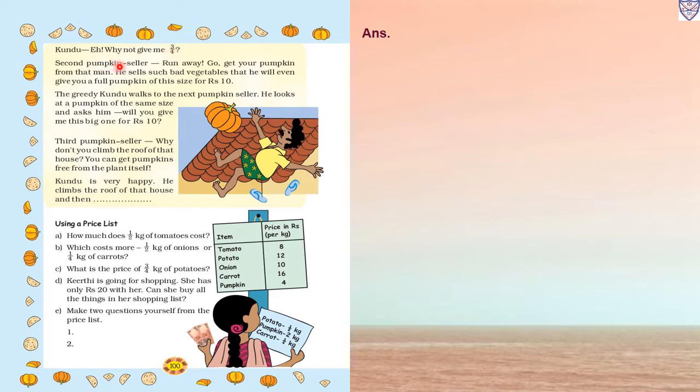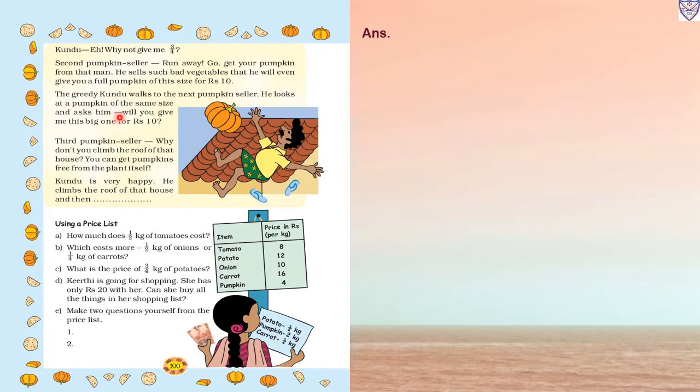Now the second pumpkin seller says, run away, go get your pumpkin from that man. He sells such bad vegetables that he will even give you a full pumpkin of this size for rupees 10. Okay, get out of here and go to the next seller. So he will give you the full pumpkin of the size for rupees 10. Now the greedy Kundu walks to the next pumpkin seller.